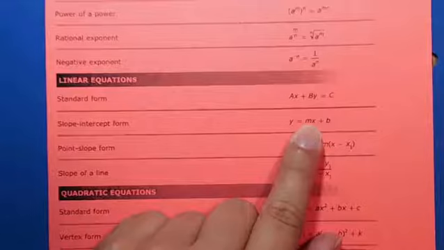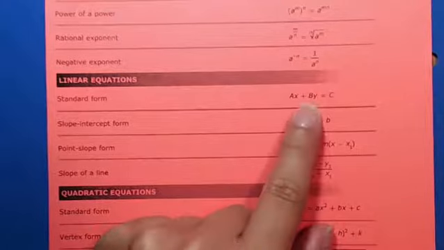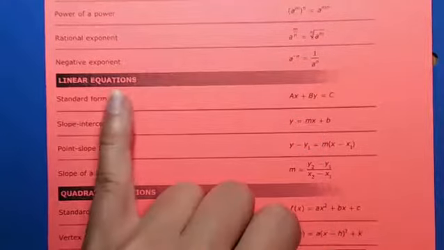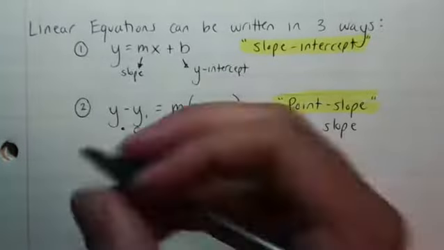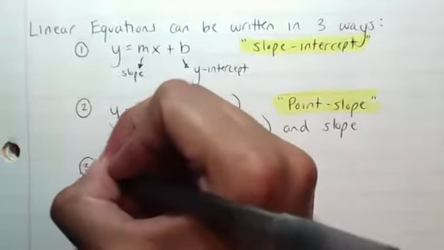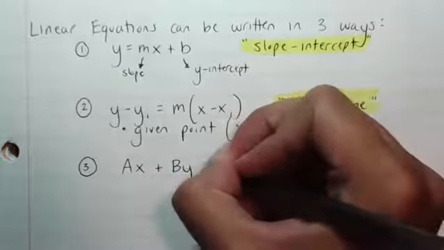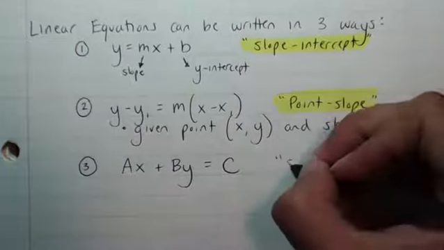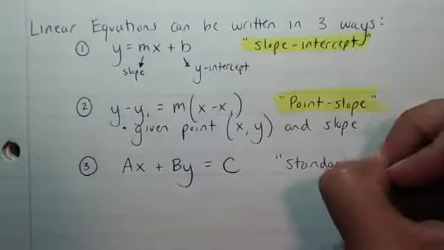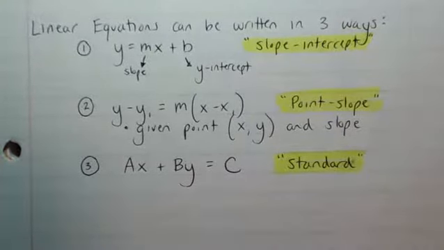We know slope-intercept form, we know point-slope form, and we know slope of a line. So after today, you should know everything in the category underneath linear equations when it comes to your formula chart. So let's talk more in depth about the standard form. Okay, standard form again is Ax plus By is equal to C. Now notice the A, B, and C are all capital letters. And this is called standard form. And again, it's just another way of writing linear equations.